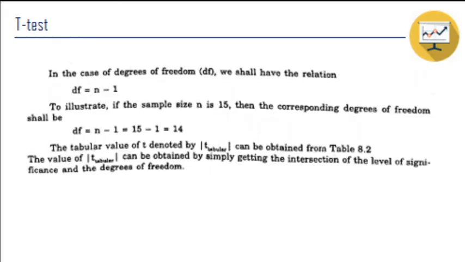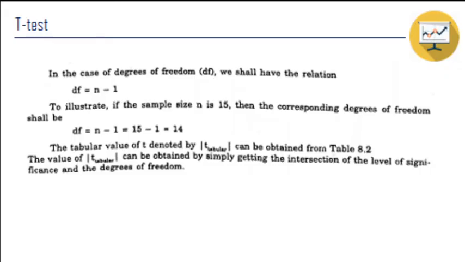In the case of degrees of freedom, we shall have the relation degrees of freedom is equal to the sample size minus 1. To illustrate, if the sample size n is equal to 15, then the corresponding degrees of freedom shall be, so kapag ang sample size mo is 15, n minus 1, 15 minus 1 is 14, the degrees of freedom is 14. The tabular value of t denoted by the absolute value of t tabular can be obtained from the table. So meron tayong another table, parang yung kanina sa z-test, may sarili siyang table. Ang t-test naman may specific table for t-test naman.